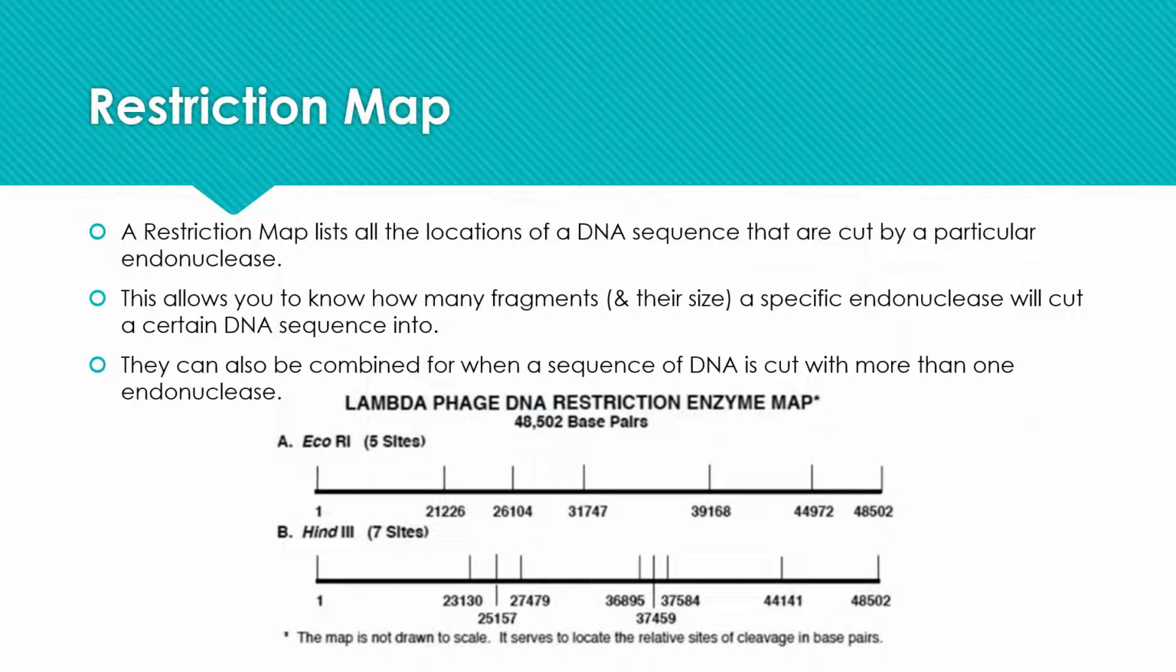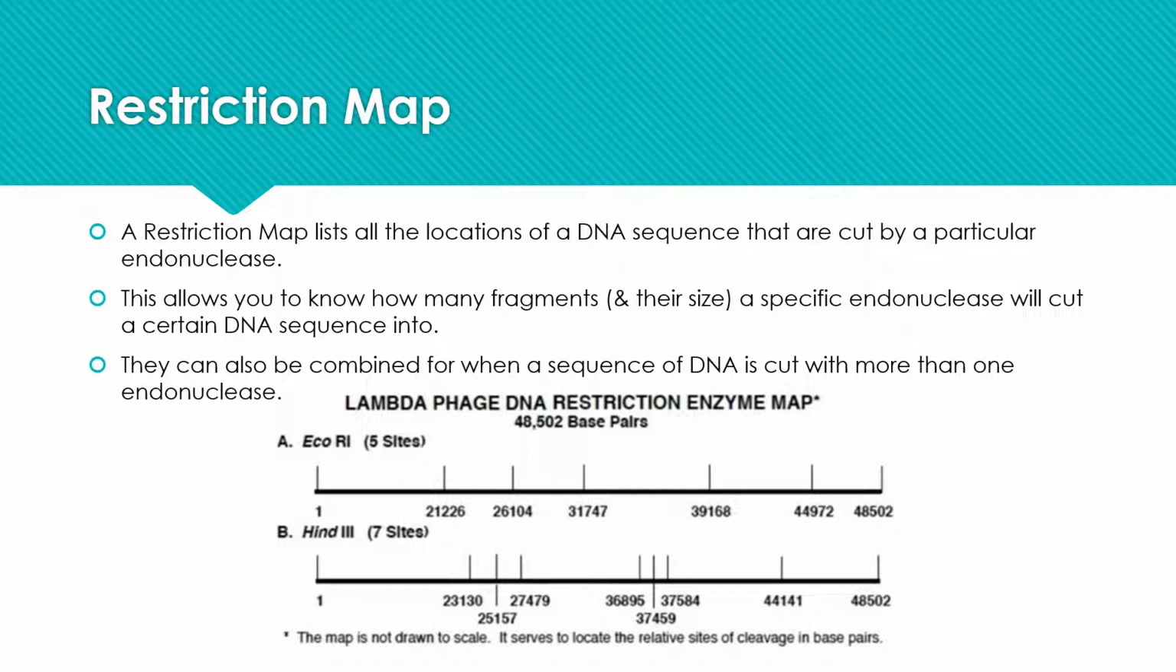Something else you may come across as we are discussing endonucleases / restriction enzymes is something called a restriction map. And all a restriction map is, it says here, if you have this specific DNA sequence, these are all the points that this specific endonuclease will cut at. And so you have restriction maps for different endonucleases based on whatever DNA sequence you are talking about.